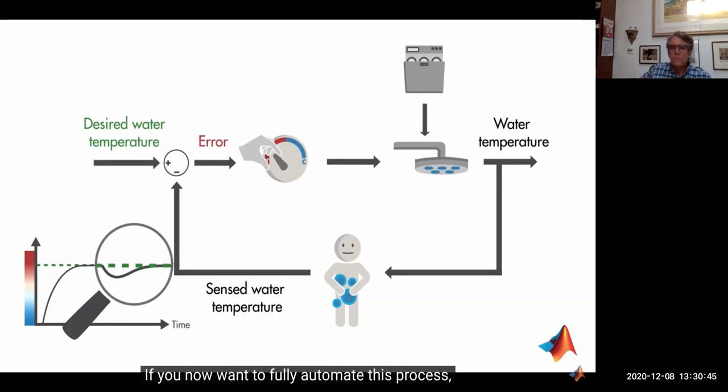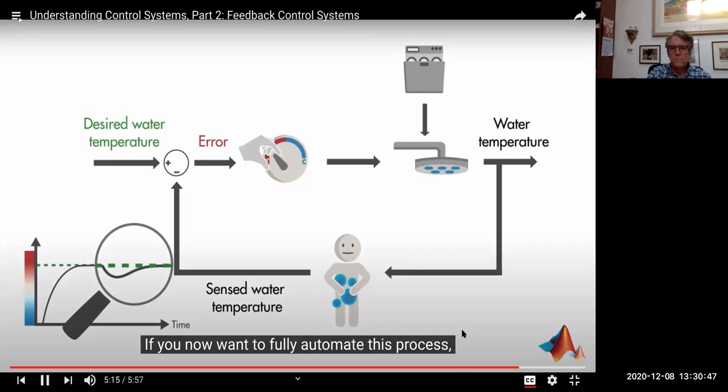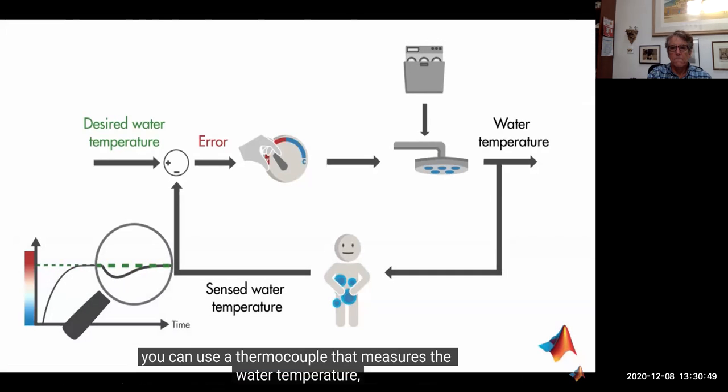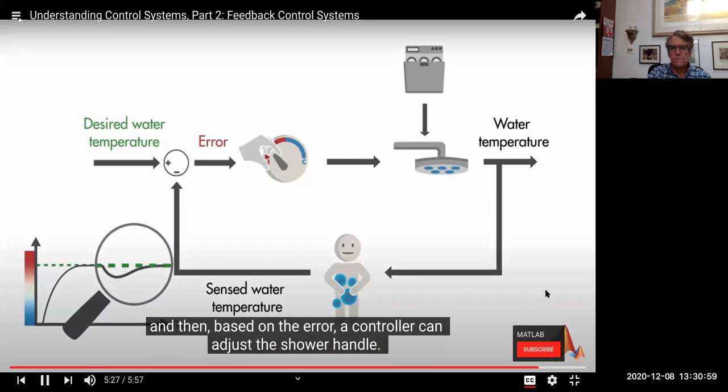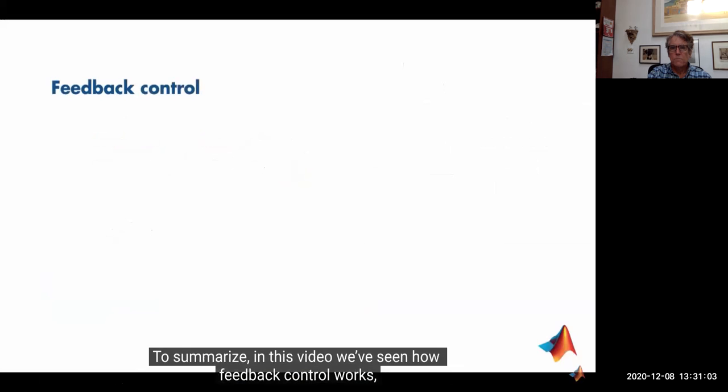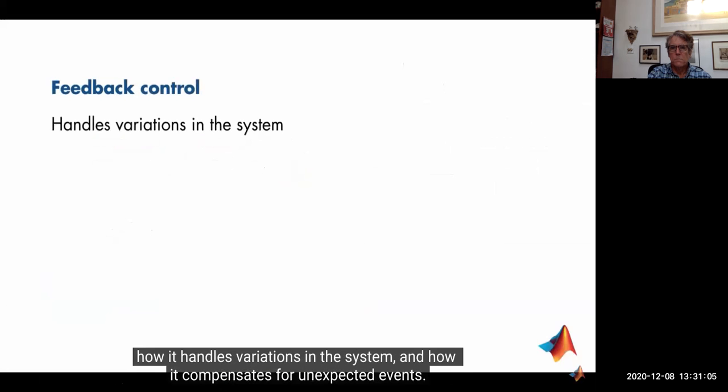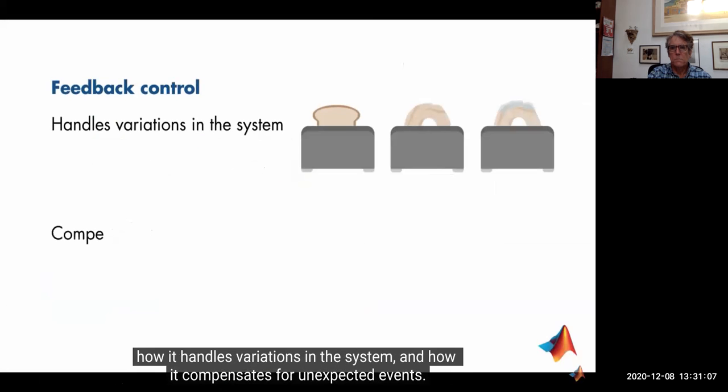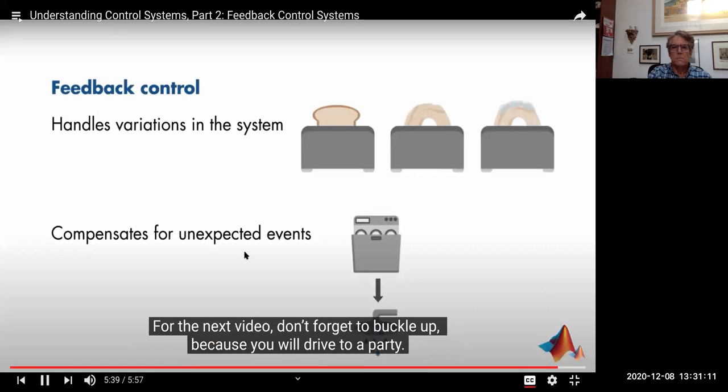If you now want to fully automate this process, you can use a thermocouple that measures the water temperature, and then, based on the error, the controller can adjust the shower handle. To summarize, in this video, we've seen how feedback control works, how it handles variations in the system, and how it compensates for unexpected events.